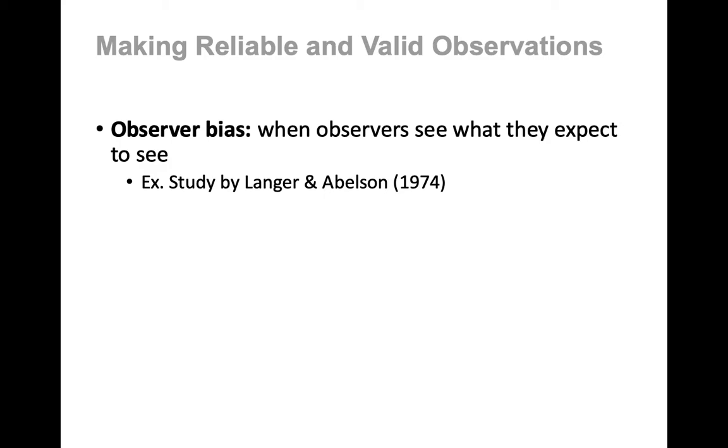Okay, so it's important for researchers to think about how to make reliable and valid observations. And one thing that can get in the way is observer bias. This is when observers' expectations influence their interpretations of participants' behavior or the outcome of the research. So this could occur when observers rate behaviors according to their own expectations or hypotheses instead of rating behaviors objectively.